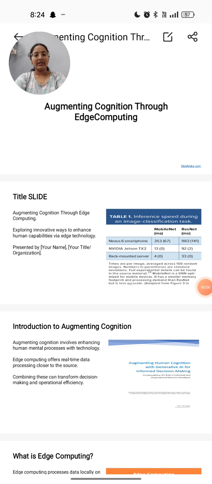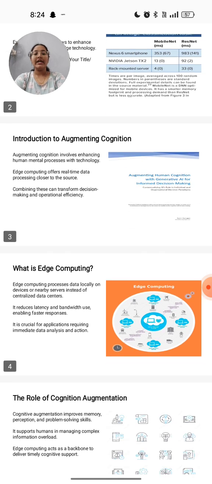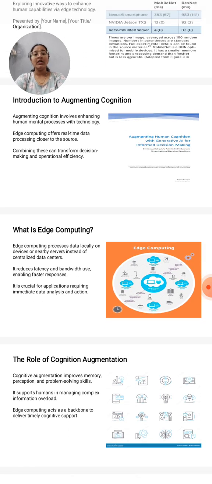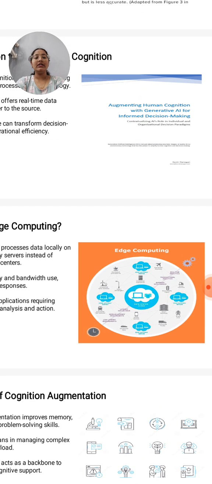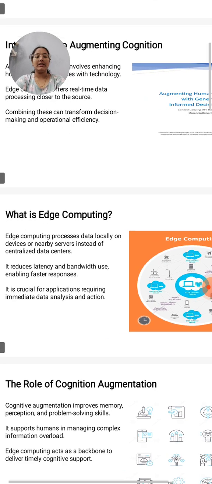Today, my Tech Talk topic is about augmenting cognition through edge computing. Introduction to augmenting cognition. Augmenting cognition involves enhancing human mental processes with technology. Edge computing offers real time data processing closer to the source. Combining these can transform decision making and operational efficiency, augmenting human cognition with generative AI for informed decision making.